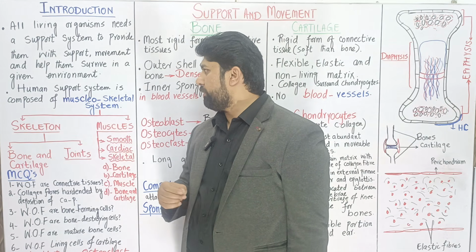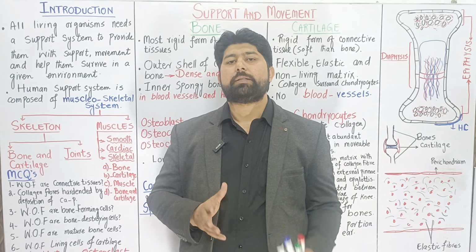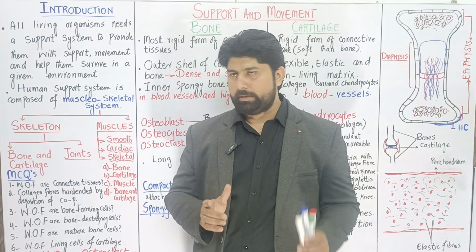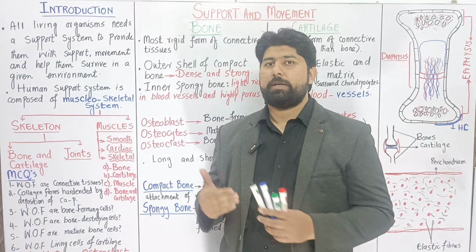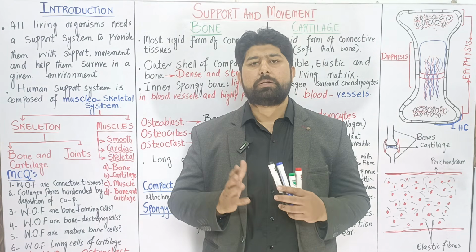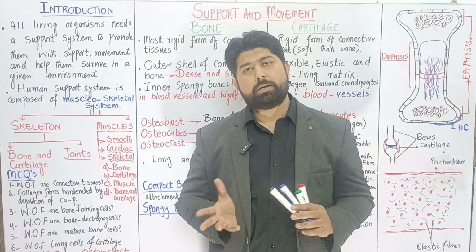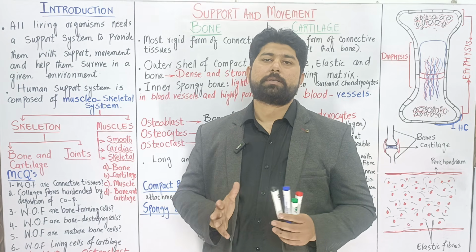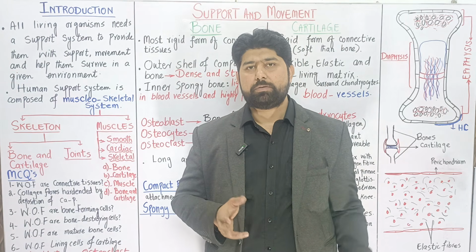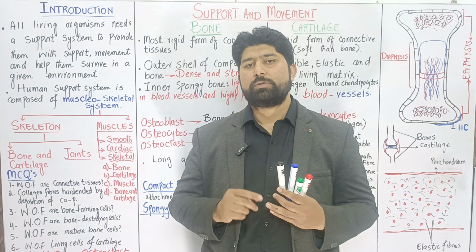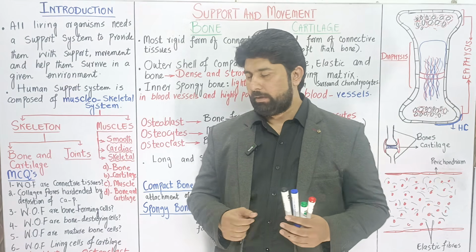So for humans, they have the musculoskeletal system, and this musculoskeletal system comprises two components: skeleton and muscles. A skeleton includes two components. First one is the bone and cartilage, and the second one is the joints. The second component is the muscles. So we have three kinds of muscles: smooth muscles, cardiac muscles, and skeletal muscles.